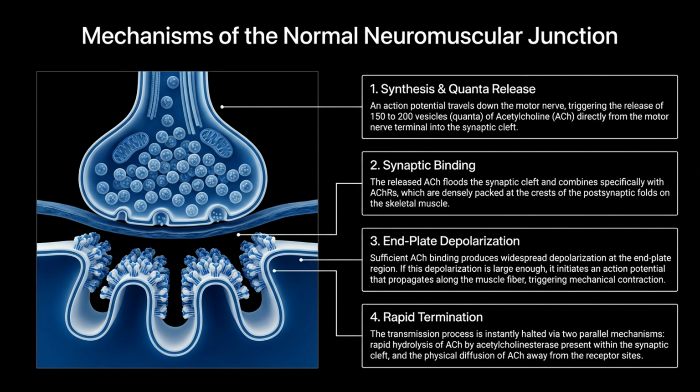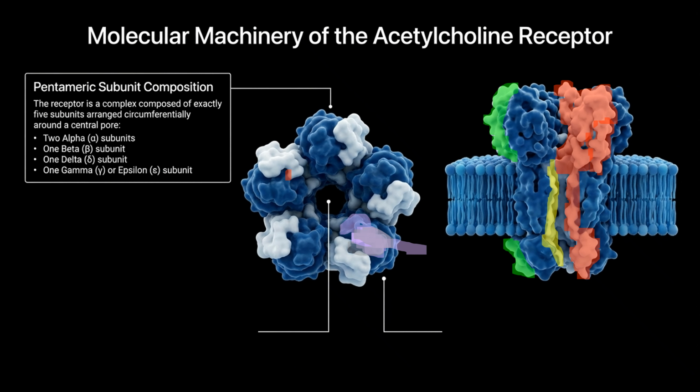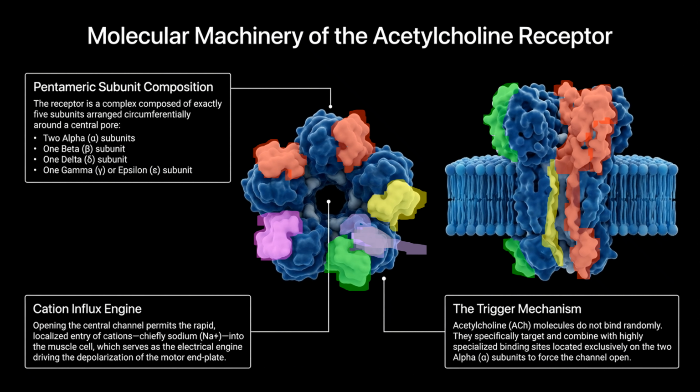Now, the AChR has a very specific structure. It consists of 5 subunits arranged around a central pore. These 5 subunits are 2 alpha subunits, 1 beta subunit, 1 delta subunit, and 1 gamma or epsilon subunit. When ACH combines with the binding sites on the alpha subunits of the AChR, the channel opens. Influx of the cations, chiefly sodium, into the muscle cell serves as the electrical engine driving the depolarization of the end plate region of the muscle fiber.